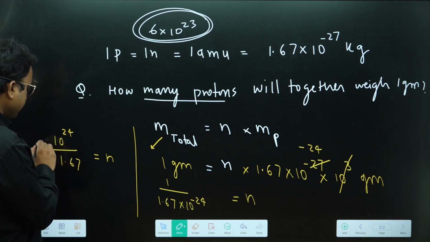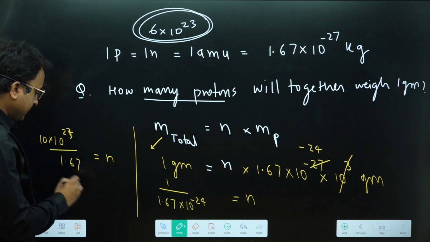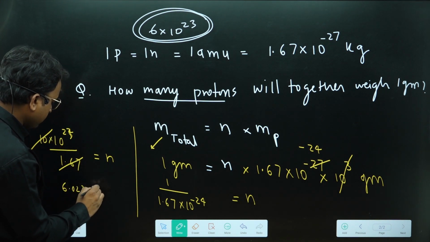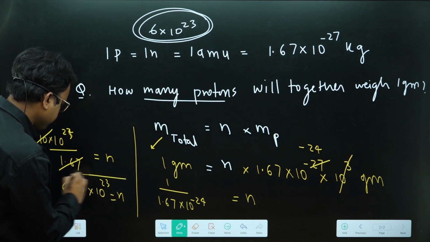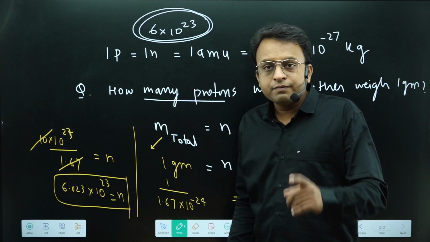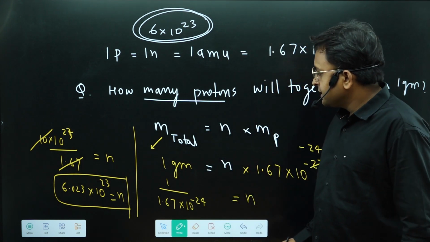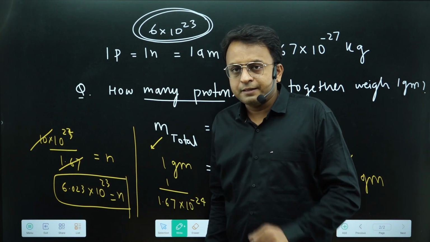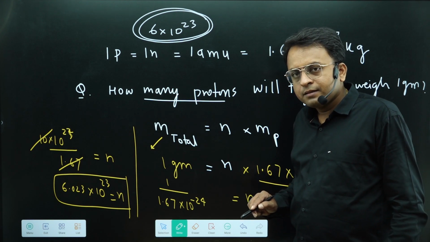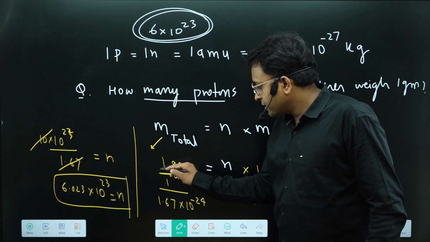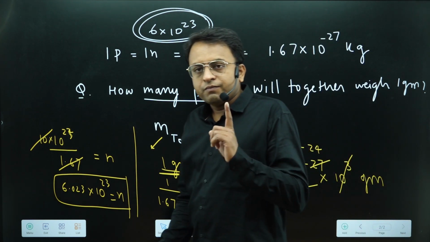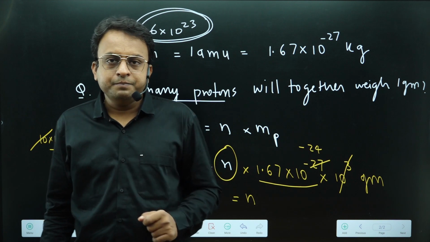We can also write this as 10 raised to the power 23, and 1.67 is 6.023 into 10 raised to the power 23. This is Avogadro number. Now understand why the value of 1 mole is 6.023 into 10 raised to the power 23. The mass of one proton is this much, and 1 gram of protons has the value of 1 mole. It means 1 mole of protons has a mass of 1 gram.